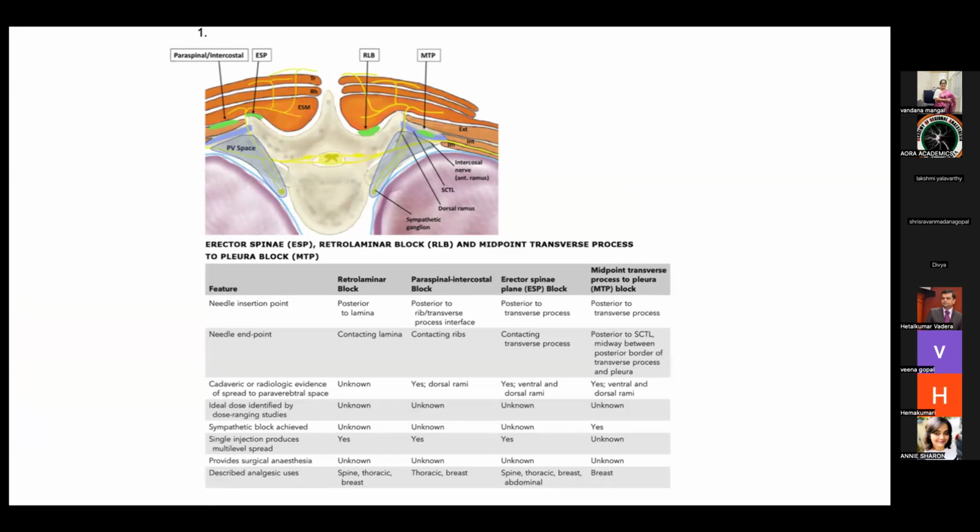So predominantly, the dorsal rami will be covered in all these blocks, and ventral rami spread is more common with your paravertebral blocks, and sometimes with your erector spinae block, based on the positioning and various other factors which we have discussed prior.